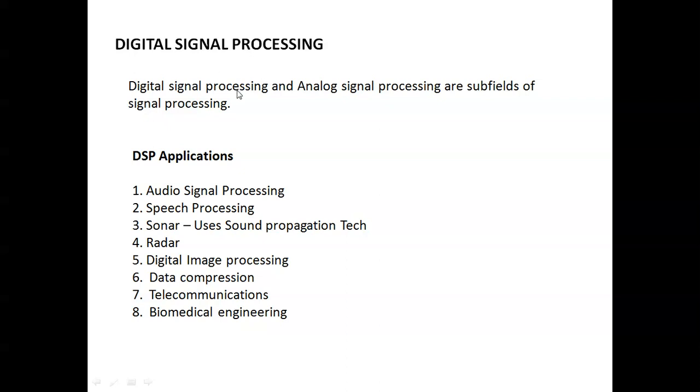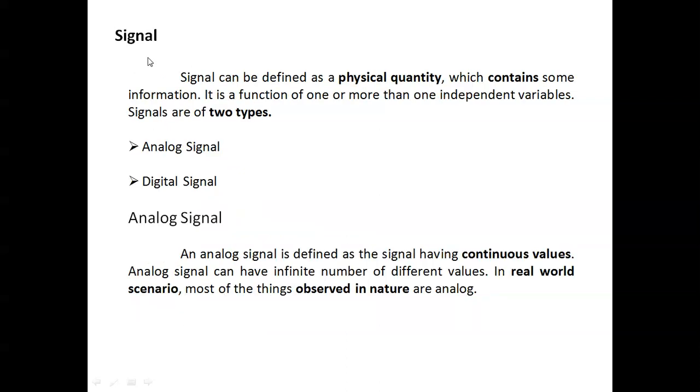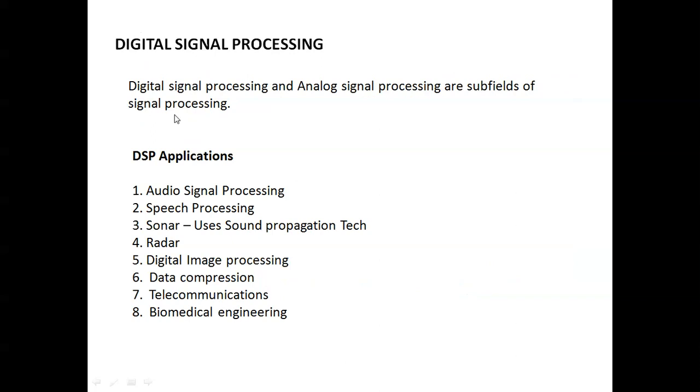Digital signal processing and analog signal processing are subfields of signal processing. The DSP applications are: audio signal processing, speech processing, sonar processing, radar, digital image processing, data compression, telecommunication, biomedical engineering. And signal, we already know. The subfields of signal processing are digital signal processing and analog signal processing.